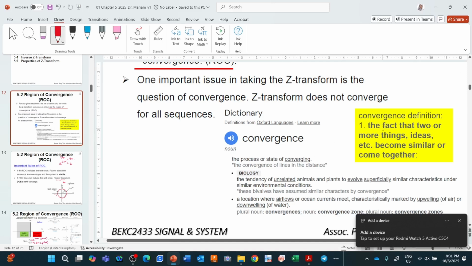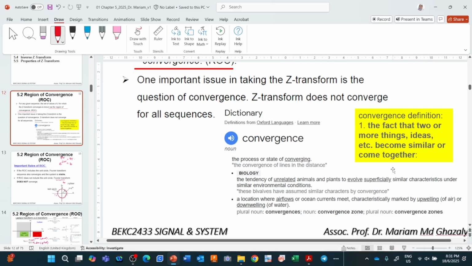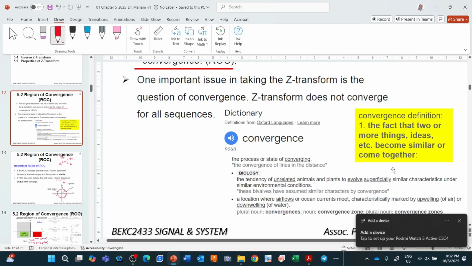So here it says that two or more things either become similar or come together. It comes together, it doesn't mean accident. In KL, for example, lots of the lanes are converging, right? Two lanes suddenly split, two lanes suddenly combine. Two lanes from different directions converge and become two lanes in the same direction.